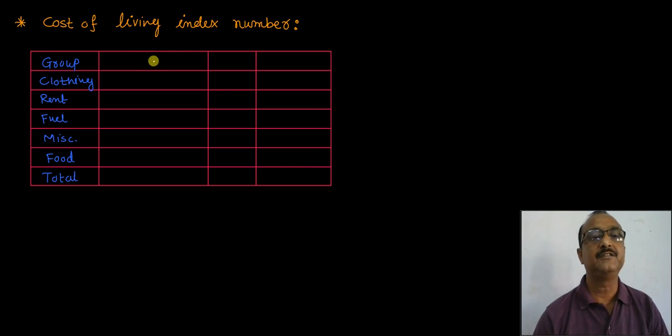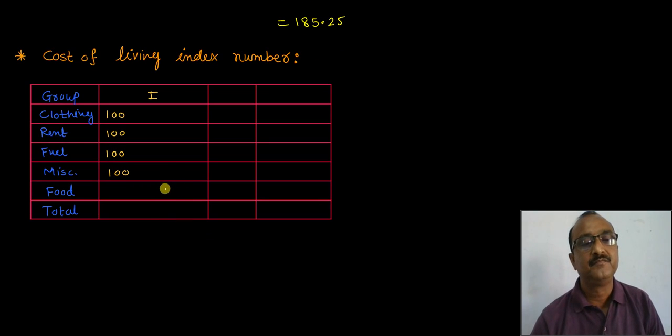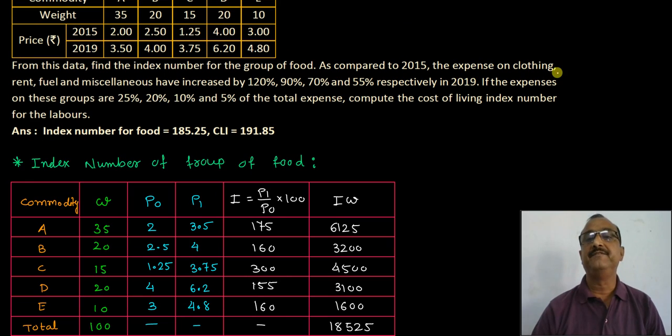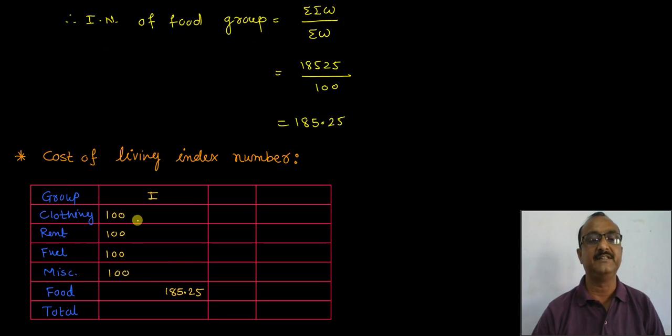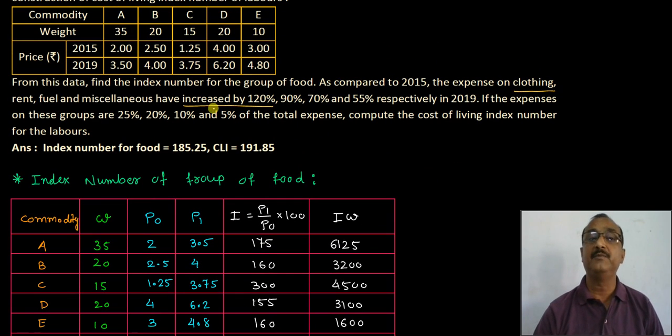Okay, see I. First we have to find I. Okay, so for the operation, first write 100 here. Since the percentage increase is given, check and write accordingly. Index number of food item here we find 185.25. Okay, now read this sentence. As compared to 2015, the expense of clothing, rent, fuel and miscellaneous have increased by 120%. Means clothing is 120% increase. So 100 plus 120, it is equal to 220. Sometimes it decreases also. When it decreases, you have to minus.